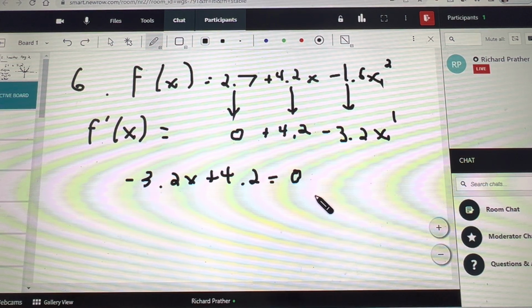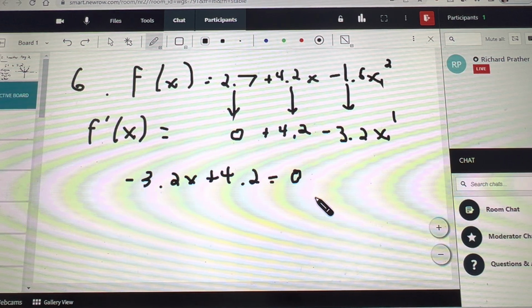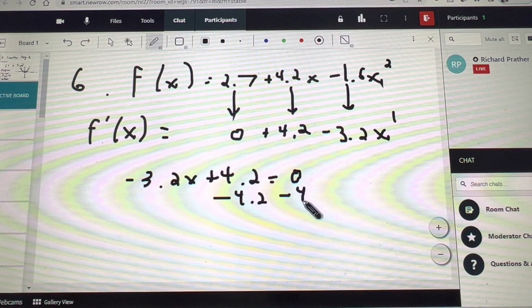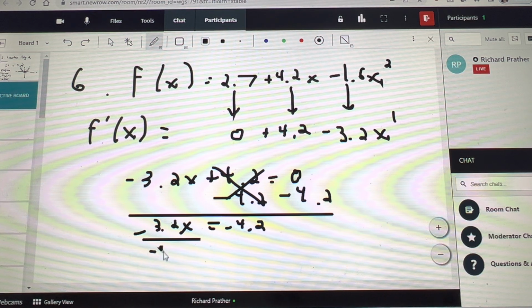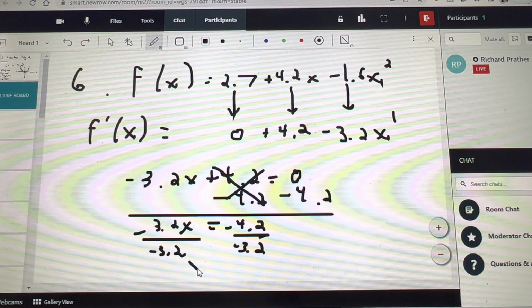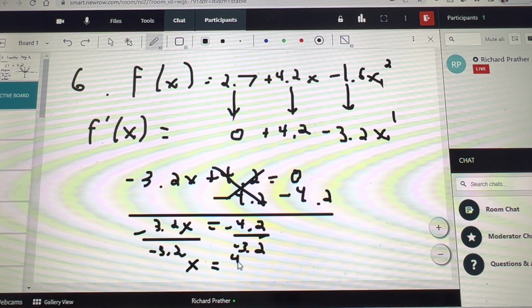Find all the zeros of it. That's why in college algebra they have a whole chapter devoted to finding zeros of functions. So subtract 4.2. Negative 3.2x equals negative 4.2. Divide by negative 3.2. So 2 negatives equal a positive. This is the same thing as 42 over 32. You can move the decimal over on each one, one place to the right on each one. And then those divide by 2, so 21 over 16.